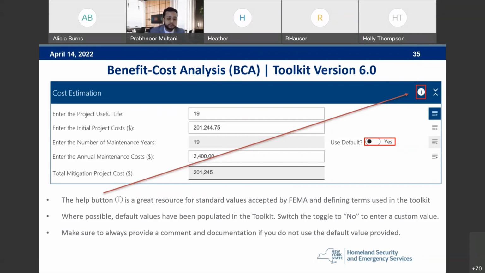Wherever possible, default values have already been populated in the toolkit for you. If you wanted to enter a custom value, you can switch the toggle button to no. So as you can see outlined in that red box right now, it's yes. If you switch it to no, then it'll allow you to enter in the number of maintenance years just for this specific snippet. But please be sure to always provide a comment and documentation if you do not use the default value provided. Next slide, please.